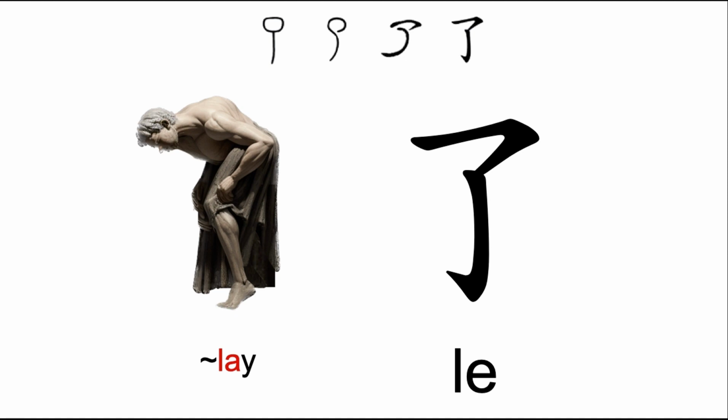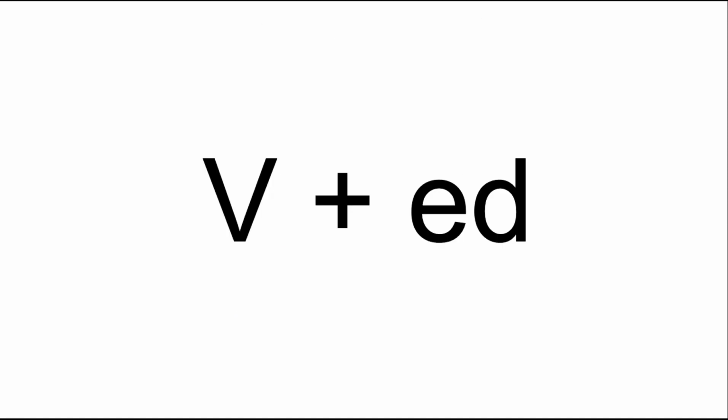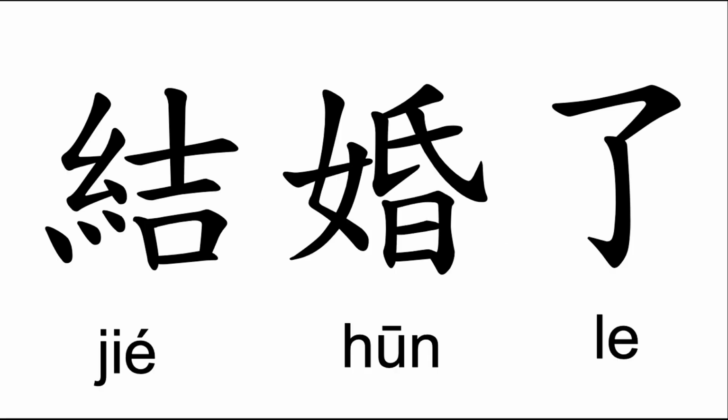了. When it appears in a sentence, it means that the event has been completed. It is the past tense in English. We can think of it as "ed." When we see it, it means that it is past tense, it has been completed. For example, the sentence 结婚了 means that the action of getting married has been completed.